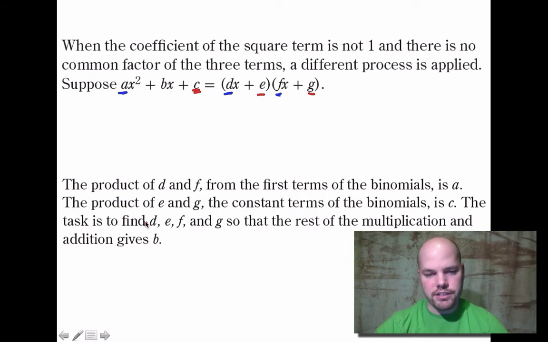Now the task is to make sure we can get d, e, f, and g so that the rest of the multiplication and addition gives us b. So it's sort of a guess and check. These front two, the d and the f, would multiply to be a. The last two in each, e and g, would multiply to be c, and a combination of all those multiplications and additions is going to add up to b, and that's the task, or the hard part here.